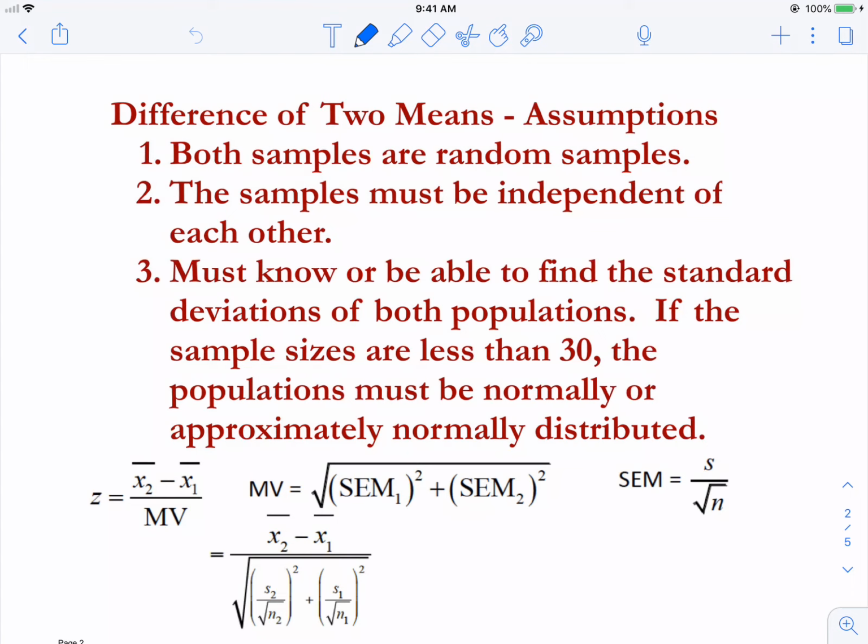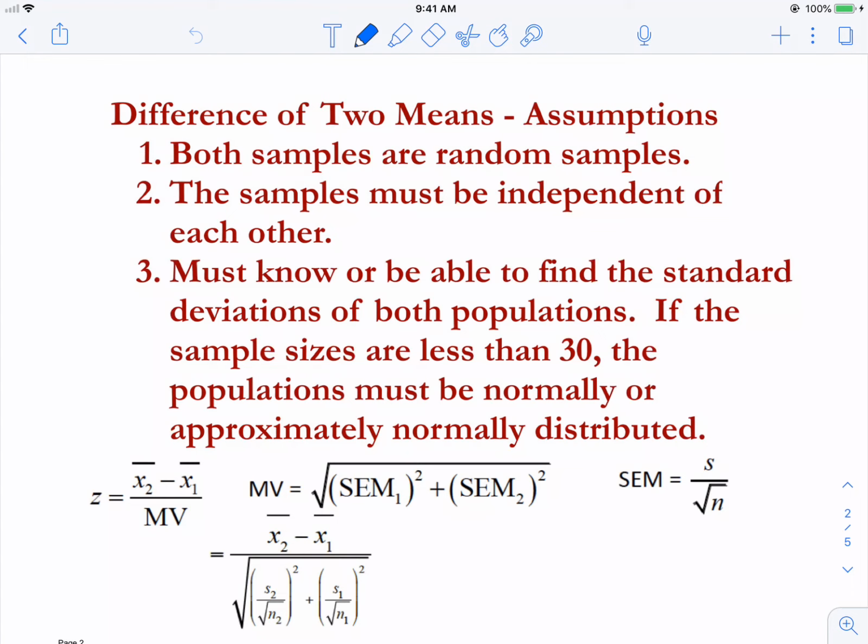Okay, both samples need to be random samples. The samples should be independent of each other, which means that if you're comparing these two populations, it's not just that you have one group answering one way and then everybody else is automatically in the other group that's being compared. Okay, obviously those would be dependent of one another.